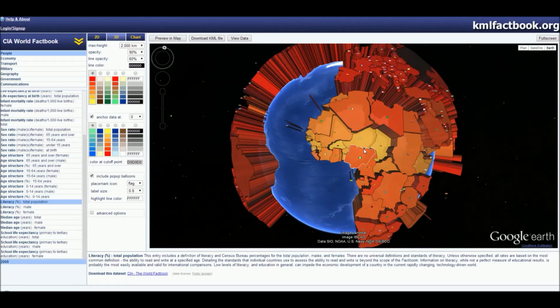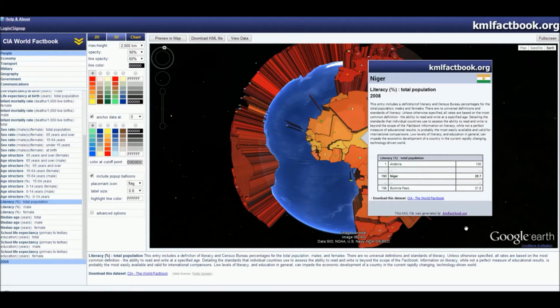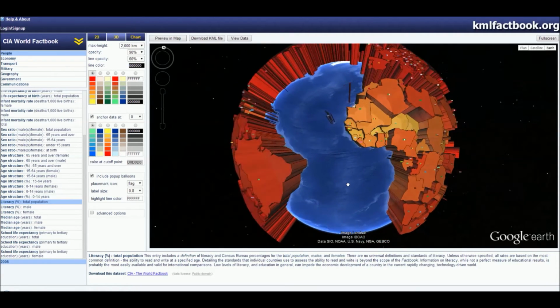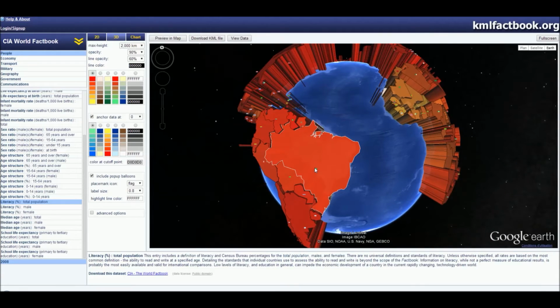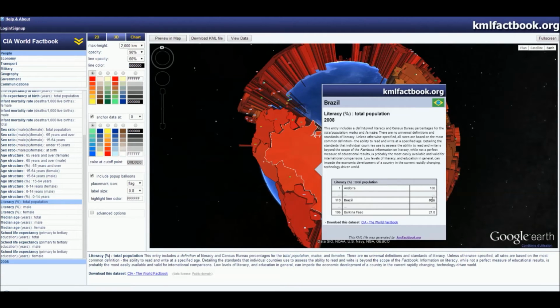So I'm going to take Niger again because we can contrast it with all the other countries. Niger is in 193rd place, with 28.7% of the total population able to read and write. This is quite scary, to be fair. And for example, if we compare it to Brazil, which is an NIC, which is getting developed, 88.6% of the total population can read and write, which is quite good.